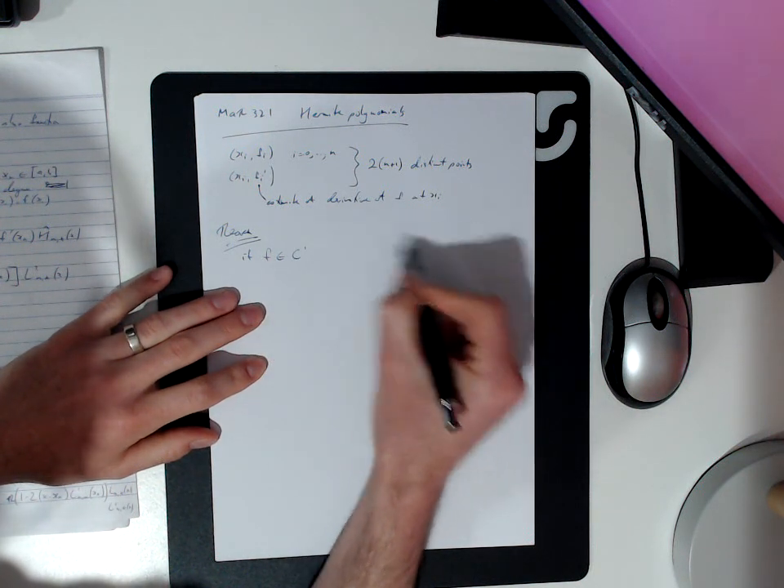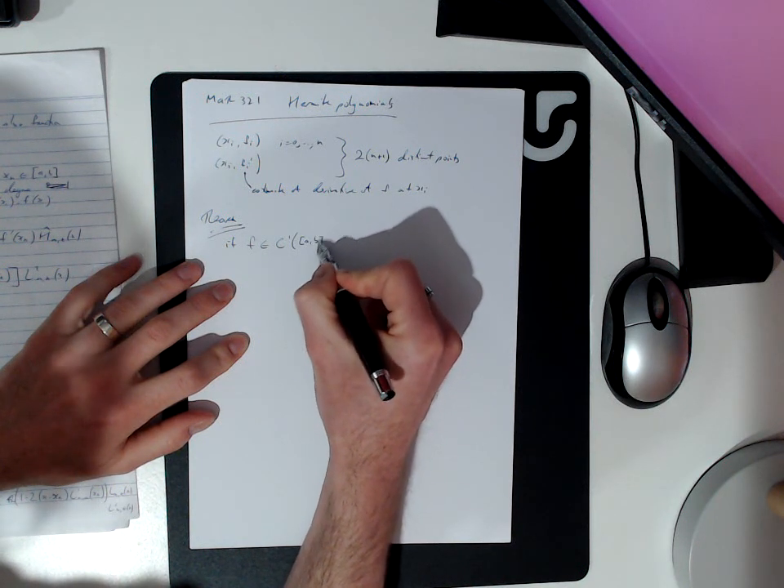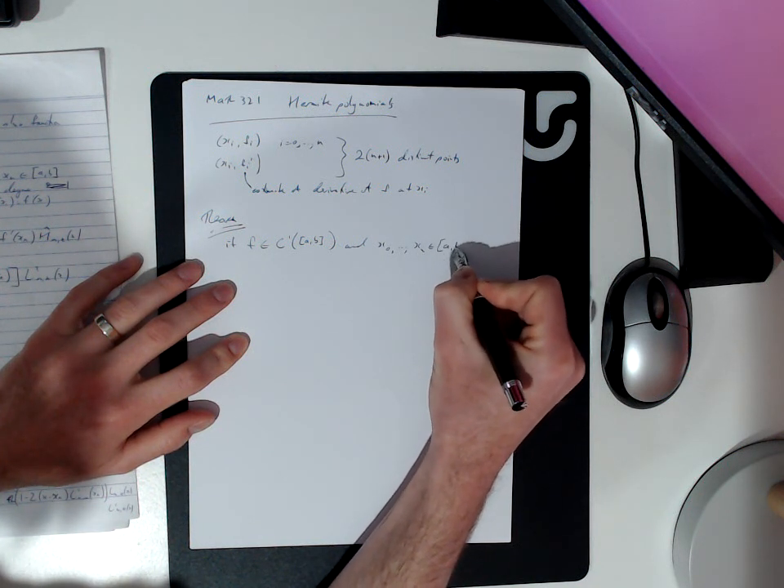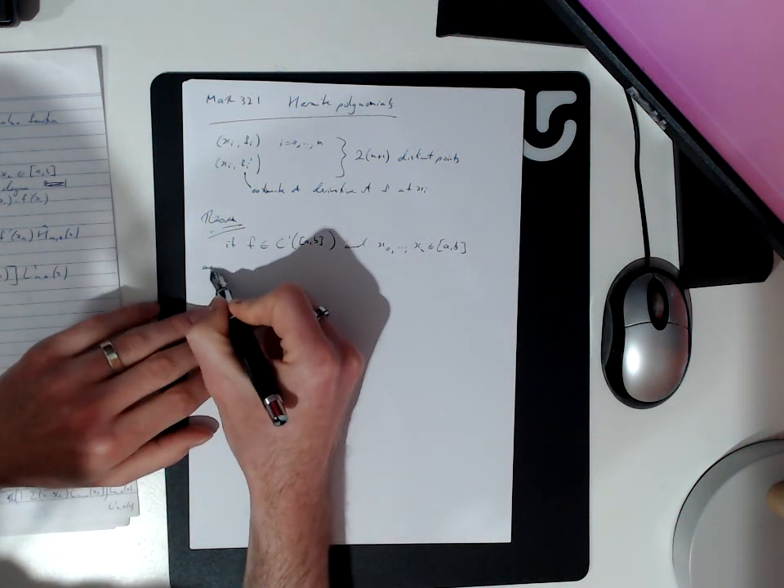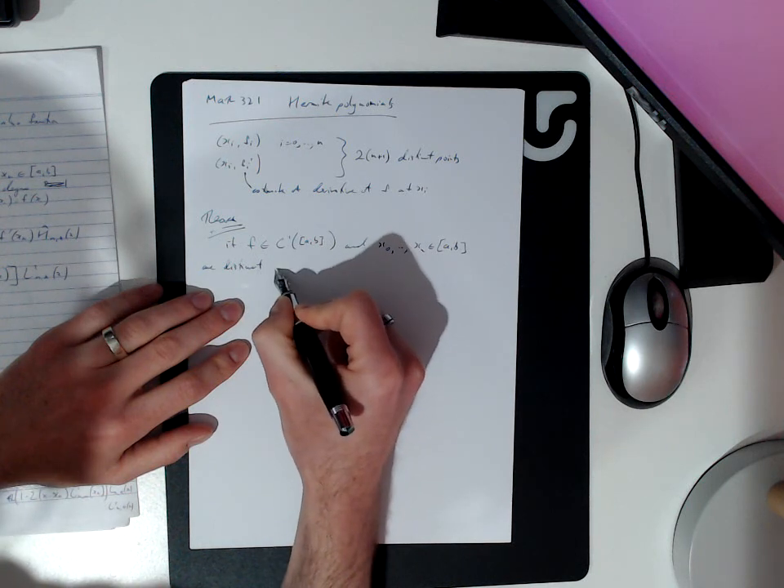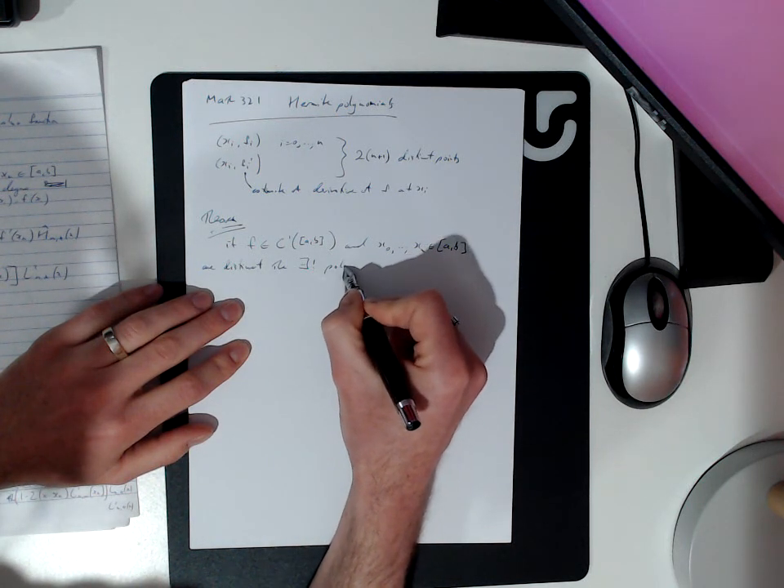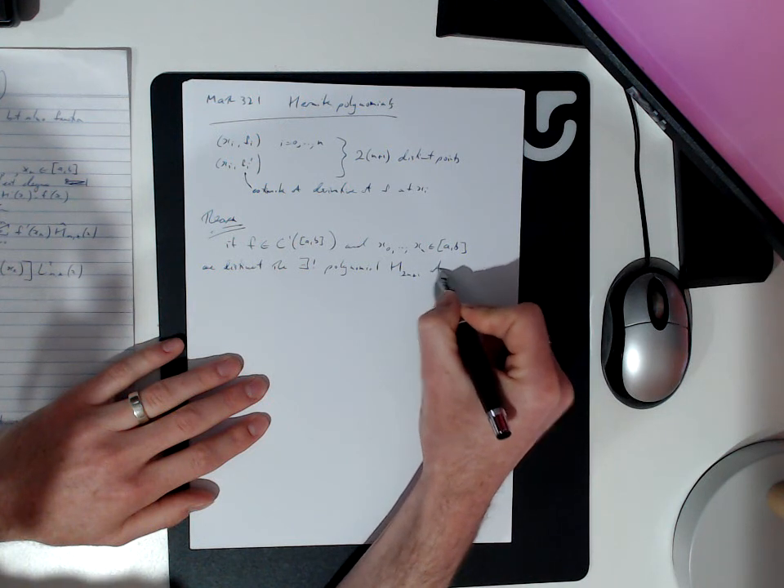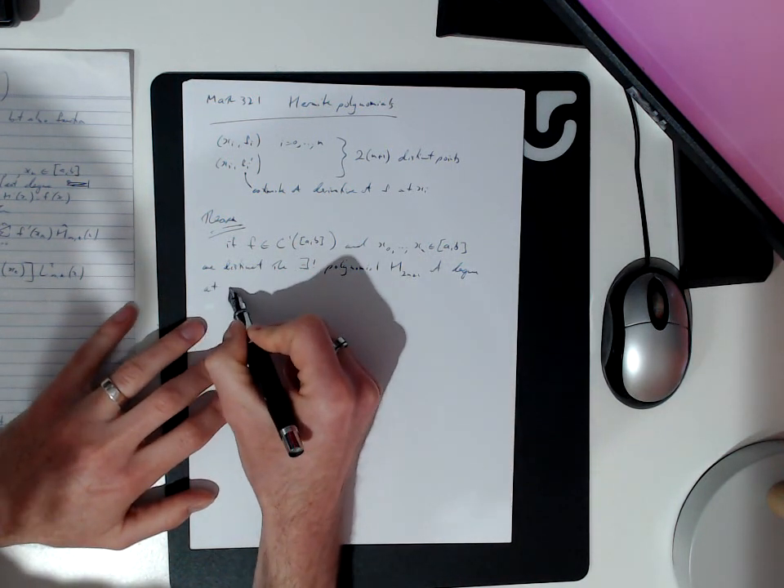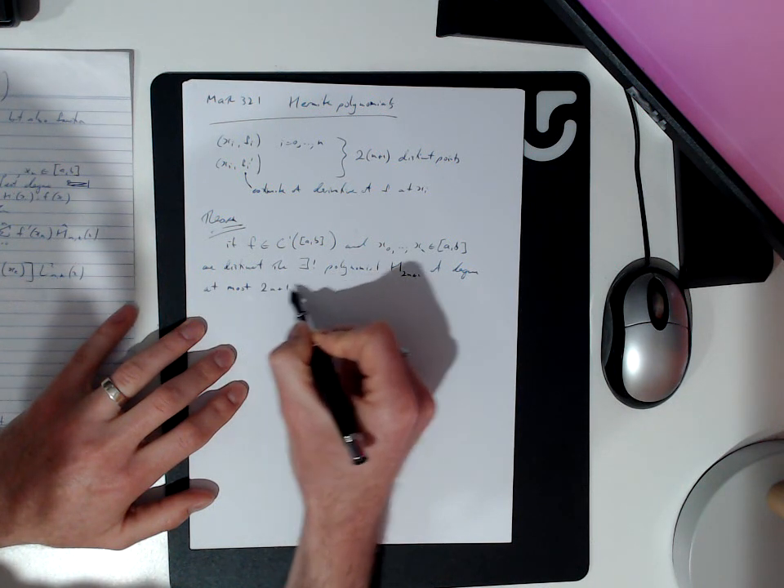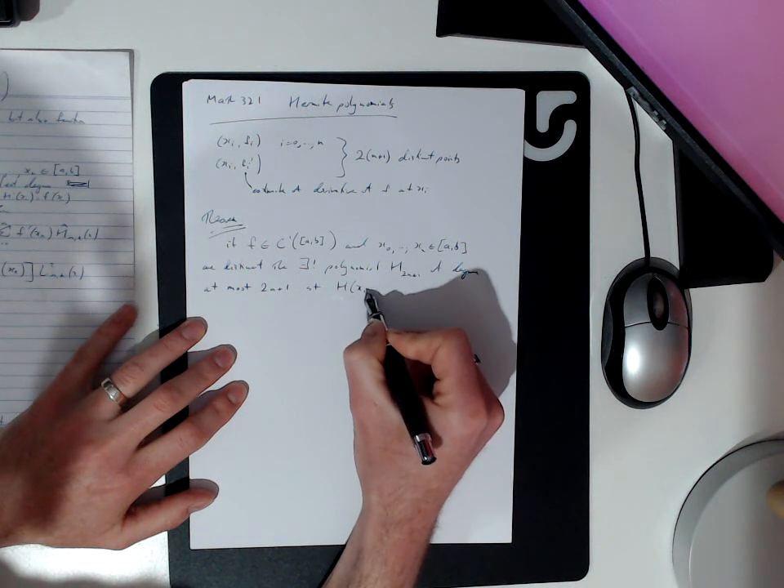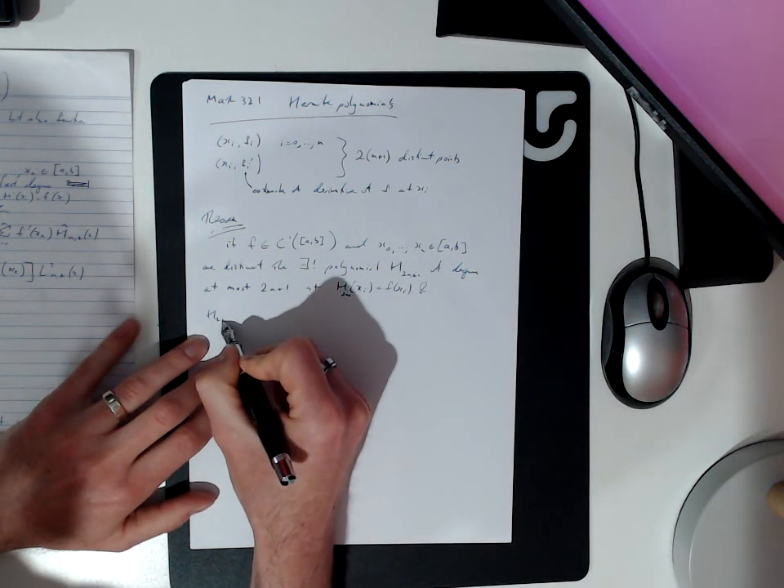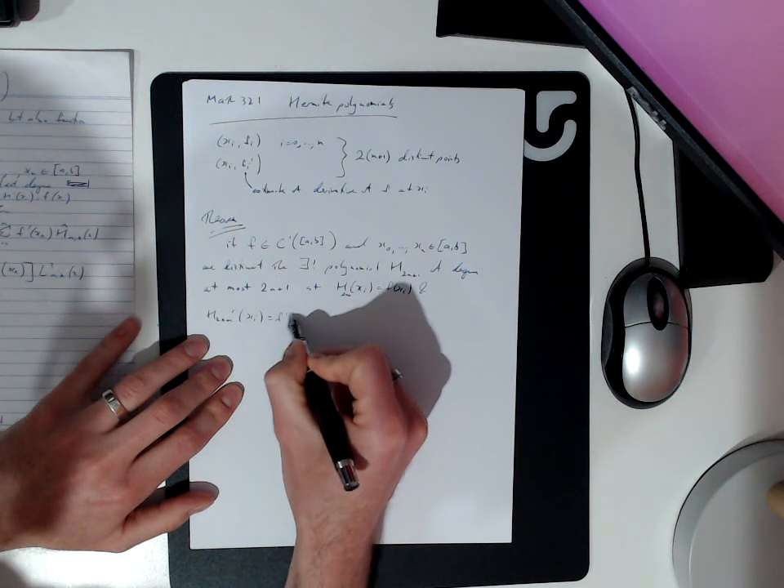If f is C1 on some interval, and we have x0 up to xn inside the interval, which are distinct, then there exists a unique polynomial h of degree at most 2n plus 1, such that h(xi) equals f(xi), and the derivative of h_{2n+1} at xi is equal to f dash xi.